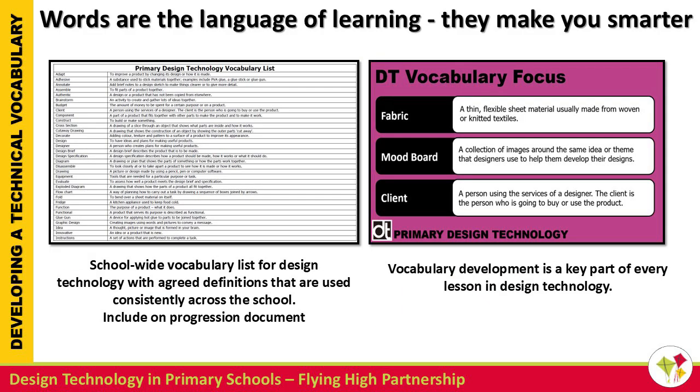A vocabulary list can be downloaded from the Primary DT website as the basis for schools developing their own technical vocabulary list. Every lesson from each unit of work in the Primary DT scheme of work begins with vocabulary development, focusing on 3 words from the vocabulary list that are related to the learning content for the lesson.